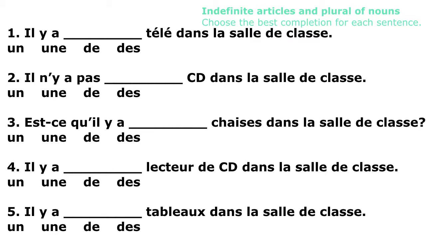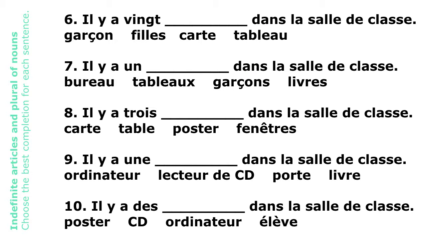Here, you choose the best completion for each sentence. So you look at the word télé and you decide: il y a un télé, il y a une télé, il y a deux télé, il y a des. Télé happens to be feminine, so it would be il y a une télé. Now, if you're making it negative, remember it's going to be de automatically. So no matter if this is il n'y a pas, this is automatically going to be de. And a little more practice.